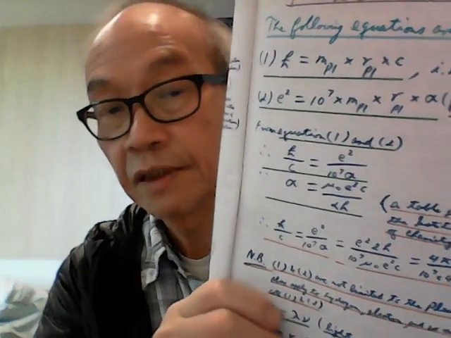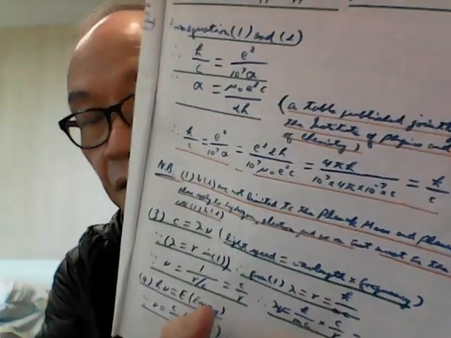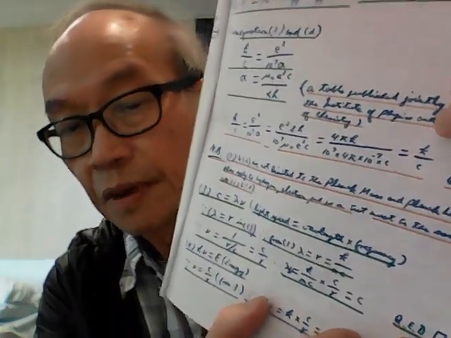Thus, I have proved that the wavelength times frequency is equal to the light speed, QED. Here, the QED means I have proved it.